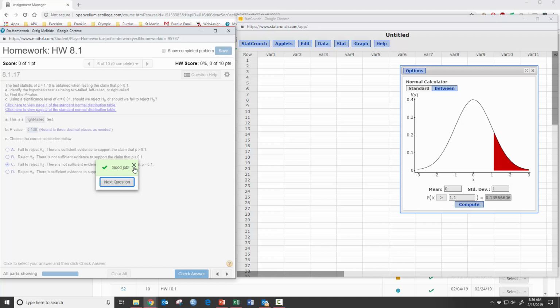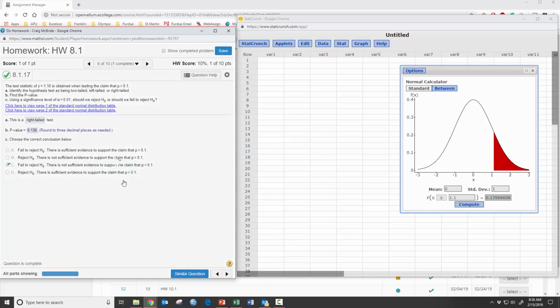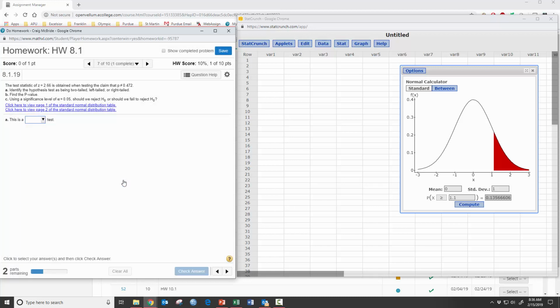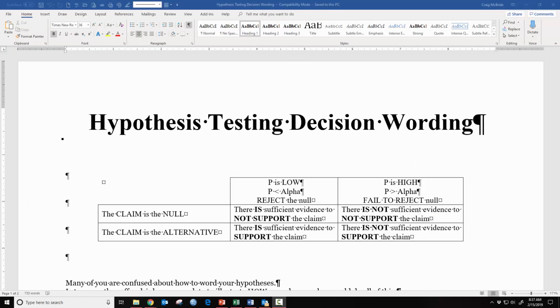And again, I gave you guys that Word document that helps you with these phrases, right? I gave you this thing, and if not, just take a screenshot of it. It's pretty self-explanatory. The idea is that it helps you figure out, in this case, our P was high. Our P was bigger than alpha, so we know we're in this one, right?